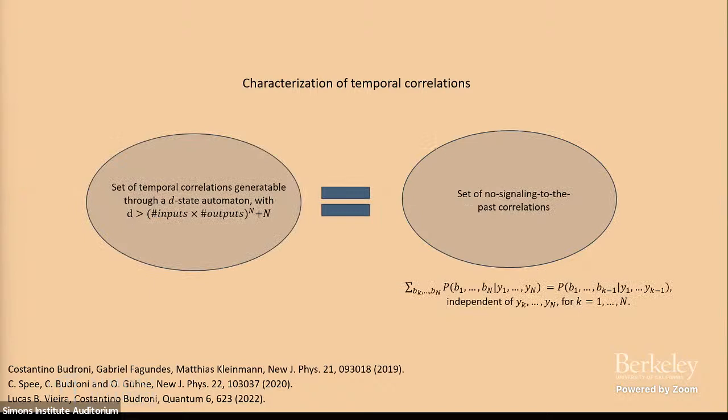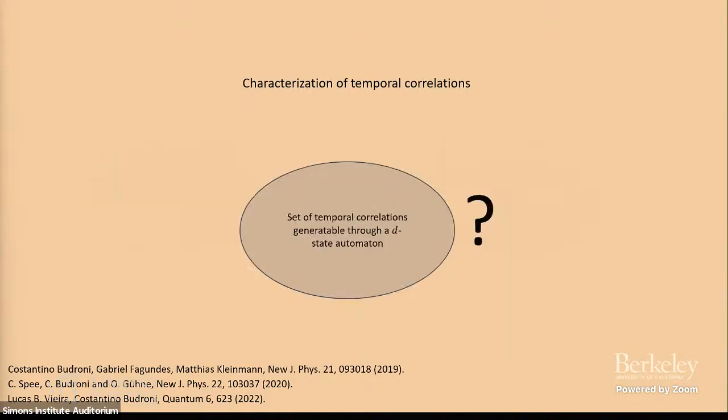It's kind of easy to see that if the dimension of the automaton is big enough, then essentially you can codify whatever you like. And whatever you like means you can generate any temporal correlation that satisfies a condition called no signaling to the past. No signaling to the past means that the input that I put in the future cannot affect the statistics of the outcomes in the past, which makes a lot of sense, right? And you cannot expect to go beyond this. But the interesting thing is when this number, this d, is below this value, then it's a really complicated problem to characterize what kind of correlations you can get with one of these automata.